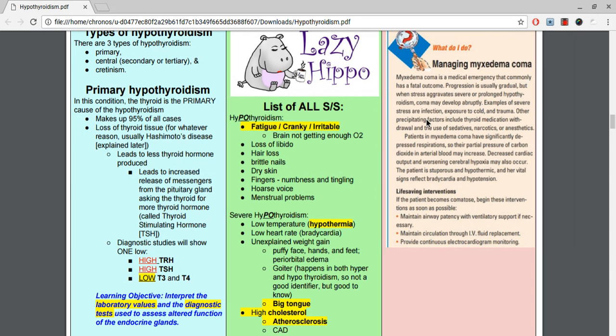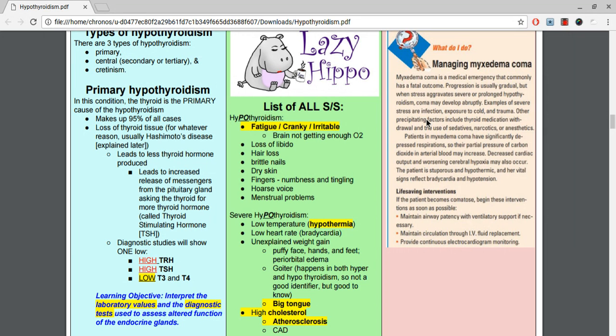Back to what I was saying about patients with myxedema coma. They have significantly depressed respirations, so you really gotta be monitoring their respirations, their ABGs. You gotta be checking their cardiac output as well because it's gonna get worse. With a myxedema coma, the cerebral hypoxia is going to be pretty bad, okay? So remember what I said.